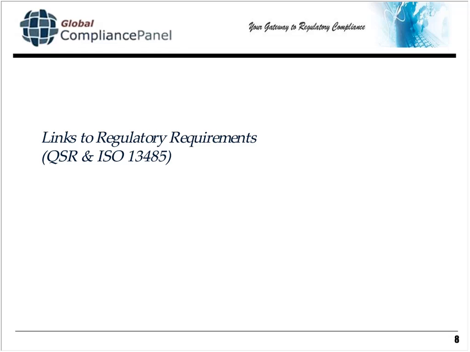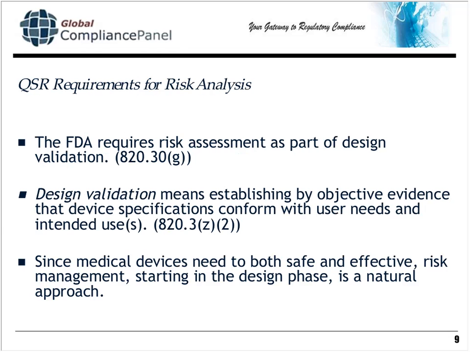All right, now there are links to regulatory requirements, so we're going to explore how this fits into a quality management system. Now, FDA publishes the Quality System Regulation, and it is required for all medical devices sold in the United States, regardless of where they're manufactured. So if a medical device is manufactured in Germany and sold in the United States, the German manufacturer has to follow the FDA regulations. And so FDA regulations require risk assessment as part of design validation, and that means establishing by objective evidence that device specifications conform with user needs and intended use.